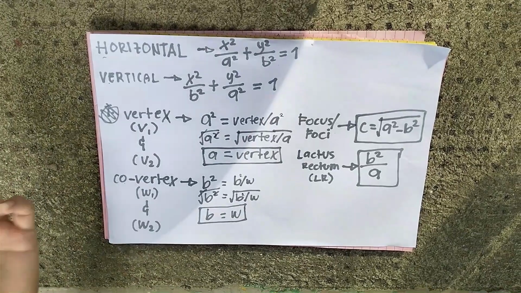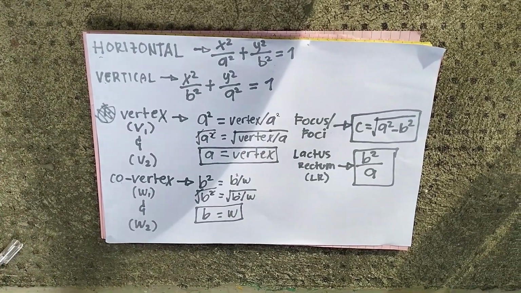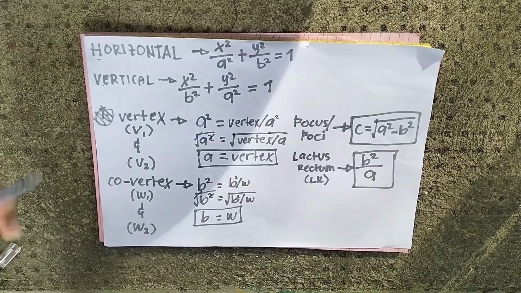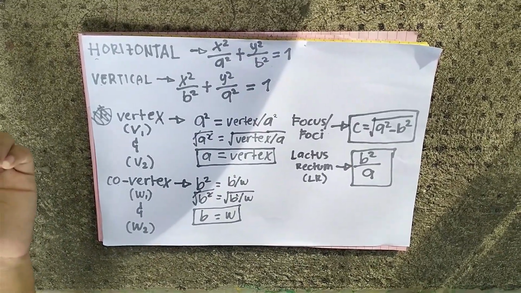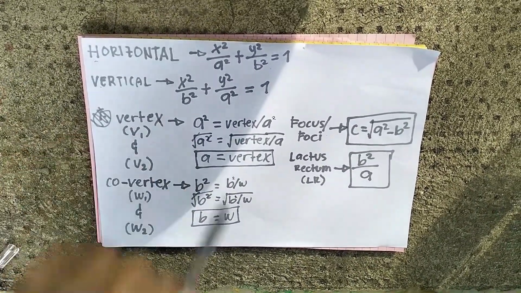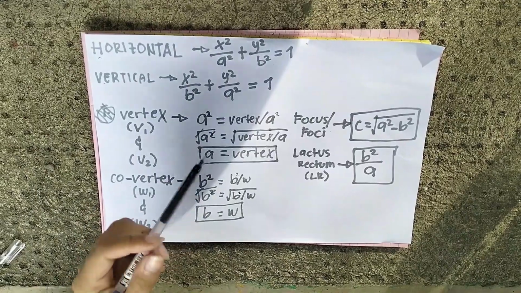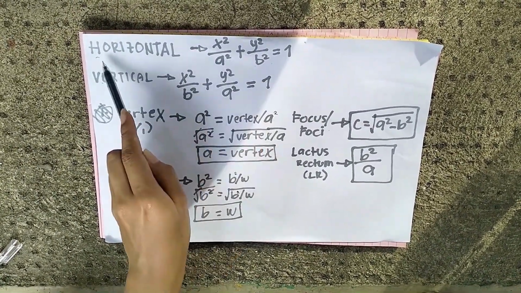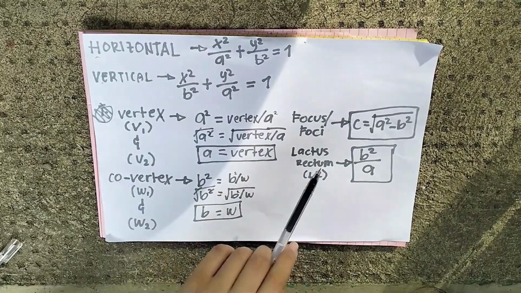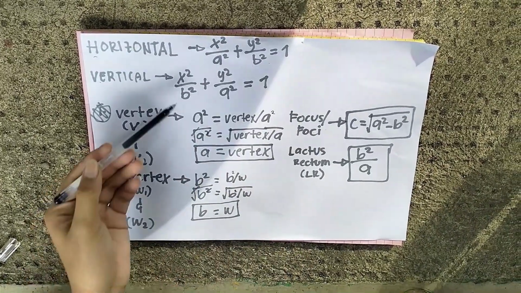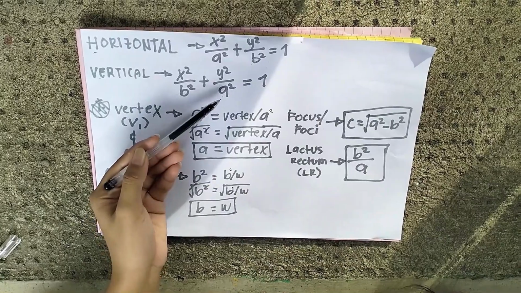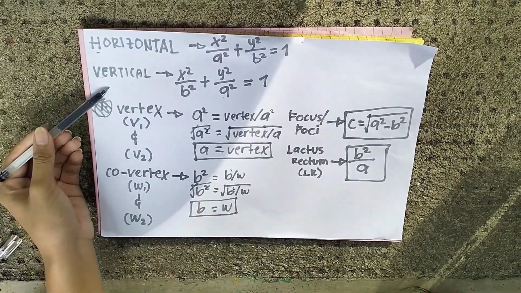So in determining what type of equation to use, you have first to observe the given. So for example, if a squared is greater than b squared, the formula you're going to use is the horizontal formula. And if b squared is greater than a squared, the formula you're going to use is the vertical one.